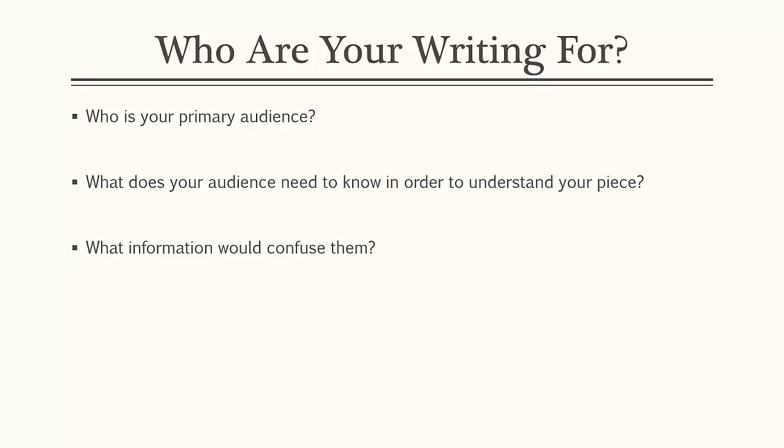What things do they need to know to understand your piece? What information is missing that you might think is really elementary and doesn't need to be there, but actually they need it there in order to understand your larger points? What things do you have in there that would confuse them? Maybe they need to come out. Maybe you just need to contextualize it a little bit more.